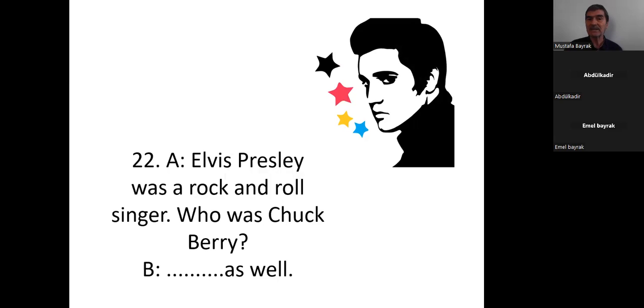22. Elvis Presley was a rock and roll singer, rock and roll star. Who was Chuck Berry? Chuck Berry was a rock and roll star as well.